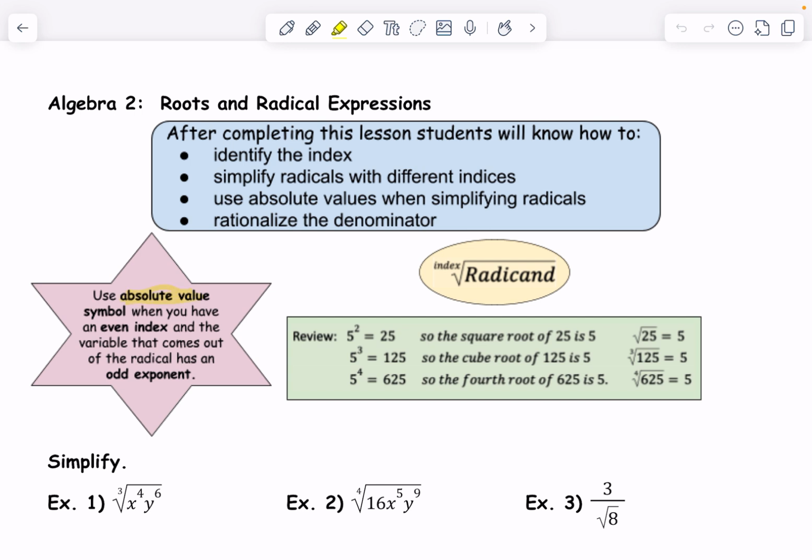We use the absolute value symbol when our index, which is right here, is even, and the variable comes out and it has an odd exponent. So if it has an odd exponent and the index was even, boom, absolute value. Okay, so let's just review what it means to have an index.